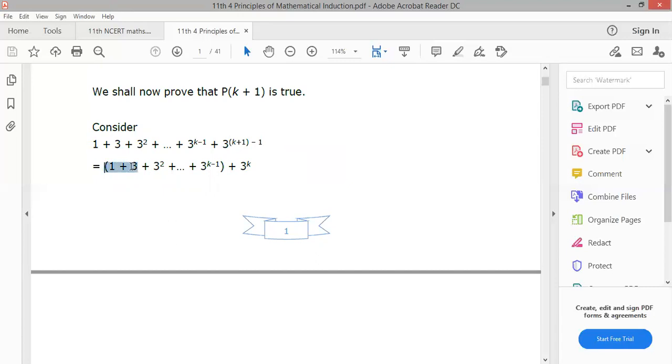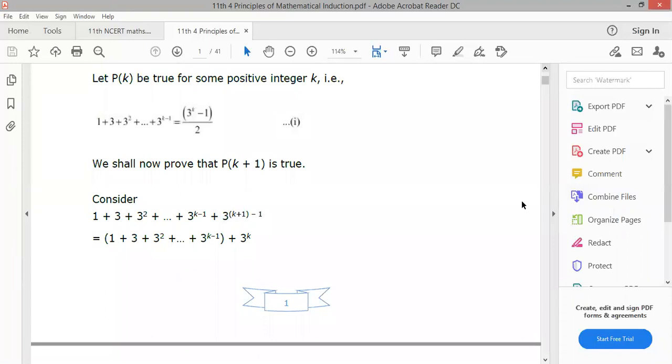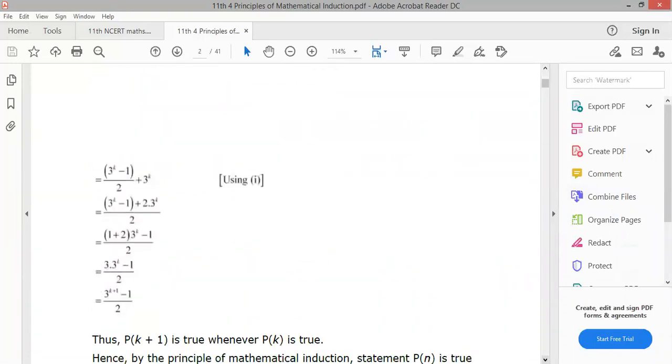In the assumption, you know, this 1 plus 3 square up to 3 raised power k minus 1 is equal to (3 raised power k minus 1) divided by 2. So you see, this is equal to (3 raised power k minus 1) divided by 2 plus 3 raised power k. Okay, we will now multiply this, making cross multiplication. This is 2 into 3 raised power k, and this is as such (3 raised power k minus 1) divided by 2. So it is now 2 into 3 raised power k plus 3 raised power k.